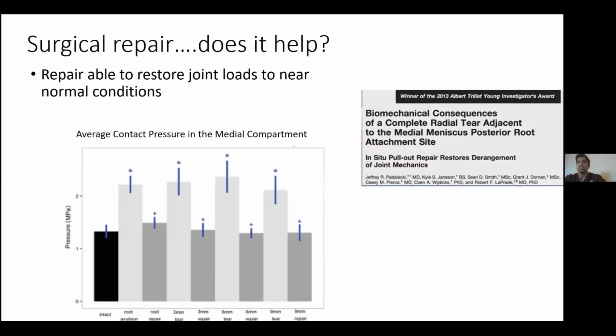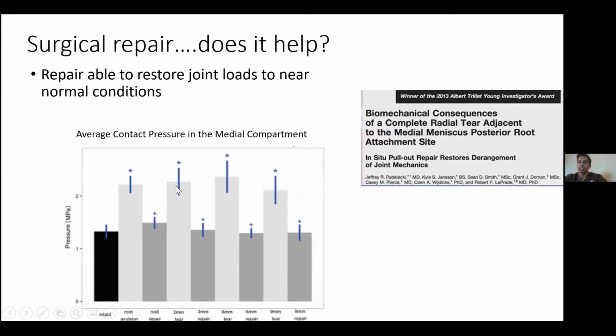So that brings us to surgical repair. Does surgical repair actually help this patient? These older patients, are we doing justice by subjecting them to anesthesia and surgery? So this is a biomechanical study showing the contact pressures in the medial compartment. This black bar shows the pressure within the normal knee with the root intact, and those bars with asterisk are different simulations of a root tear.